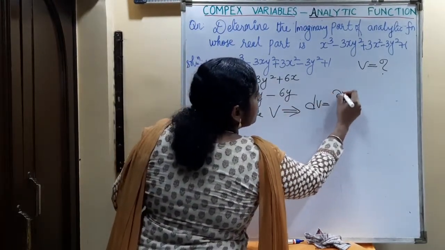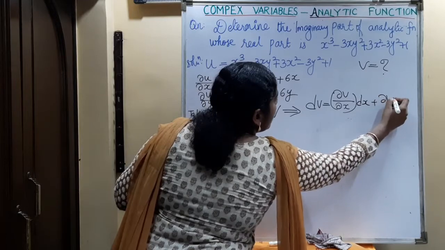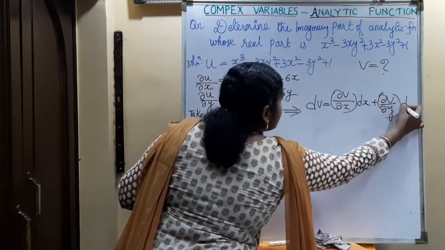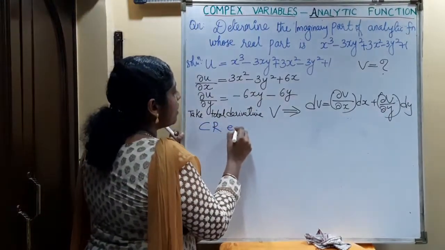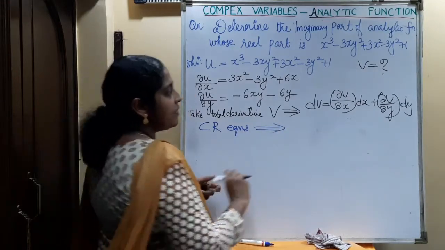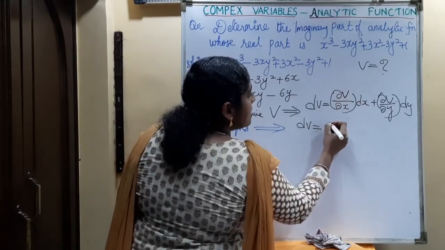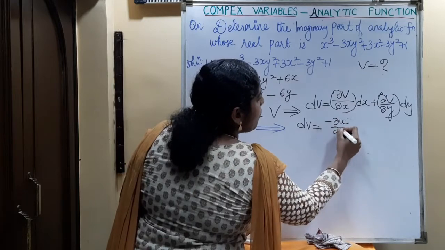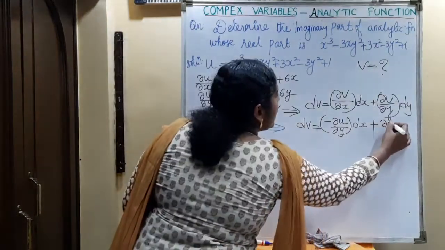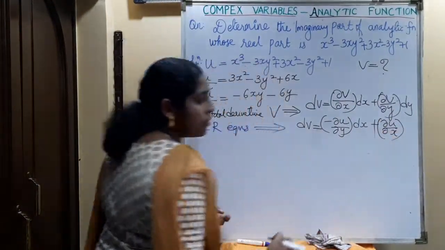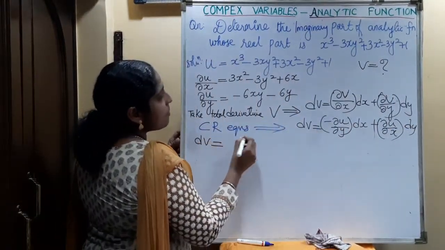So dv is equal to dou v by dou x into dx plus dou v by dou y into dy. Now which relations can we apply? The Cauchy-Riemann equations. So dv is equal to dou v by dou x, which is minus dou u by dou y, into dx, plus dou v by dou y, which according to the Cauchy-Riemann equations is dou u by dou x, into dy. Now it becomes dv is equal to minus dou u by dou y.